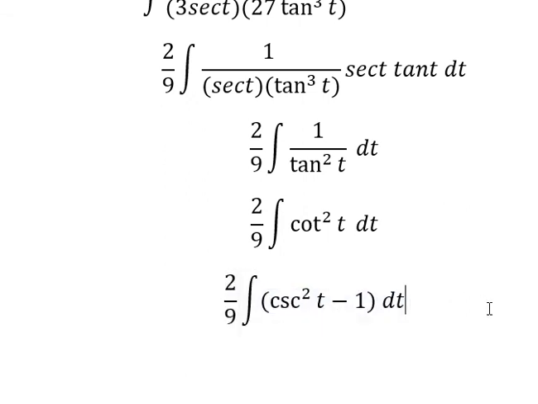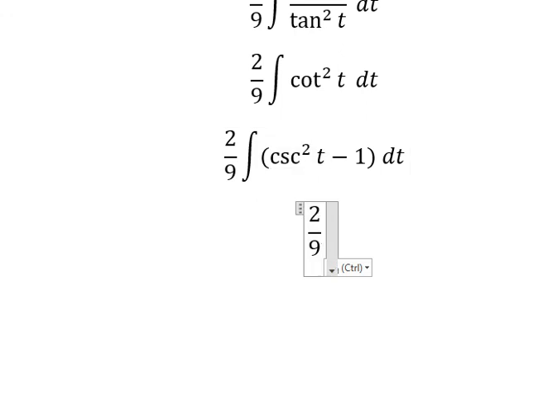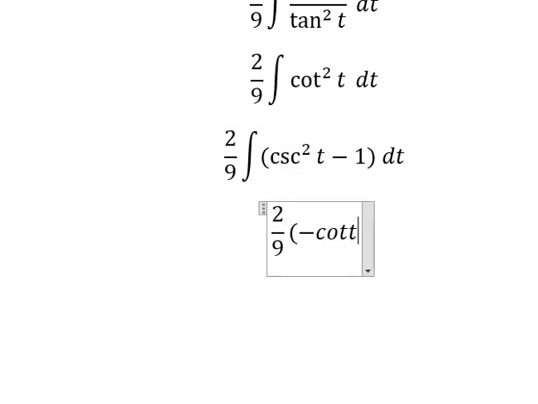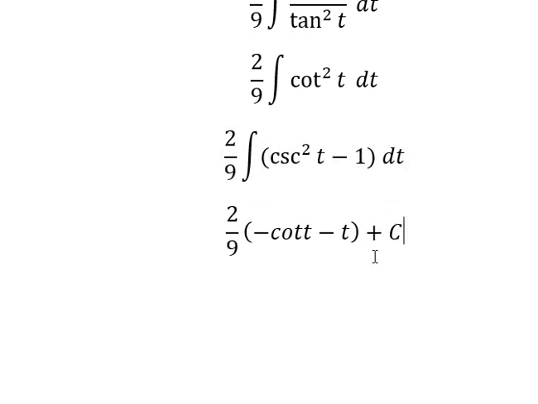And now we have the final answer. The integration of cosecant of t squared, we have negative cosine t, 1 that is about t, and I will put c.